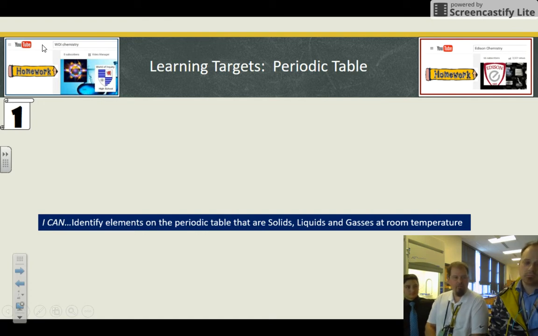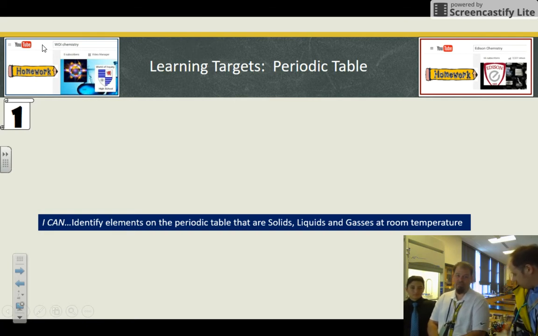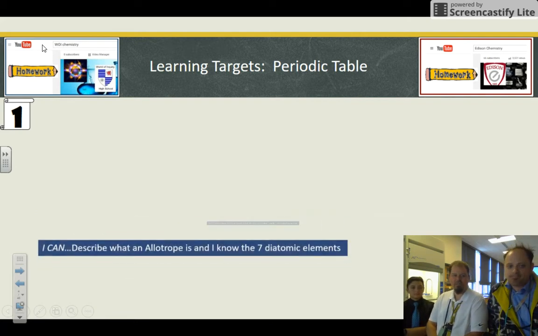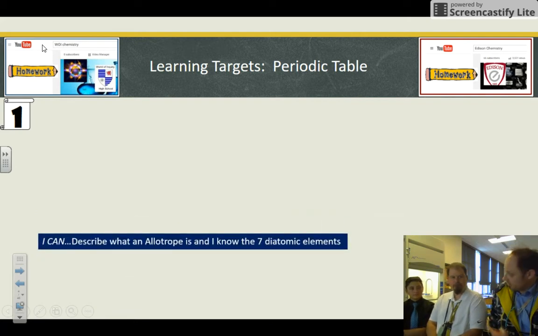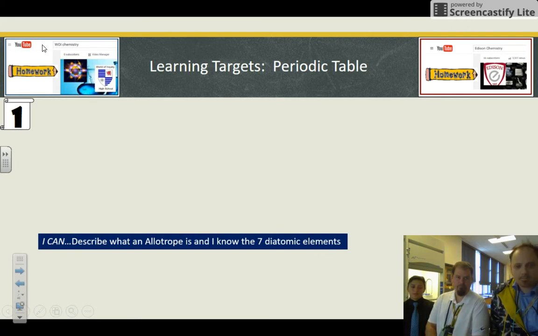I like them. You will be able to identify the elements in the periodic table that are solid, liquid, and gas. This one you're really going to have to memorize because there's nothing specific in there. There's one piece on the reference table that might help you figure it out, but it's not a surefire bet. Unfortunately, memorization. You can describe what an allotrope is, and you know the 7 diatomic elements.